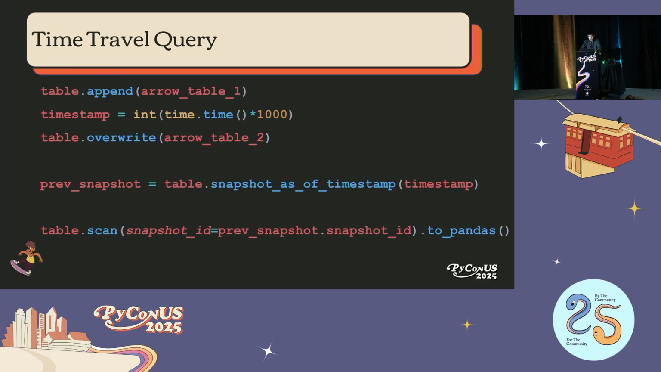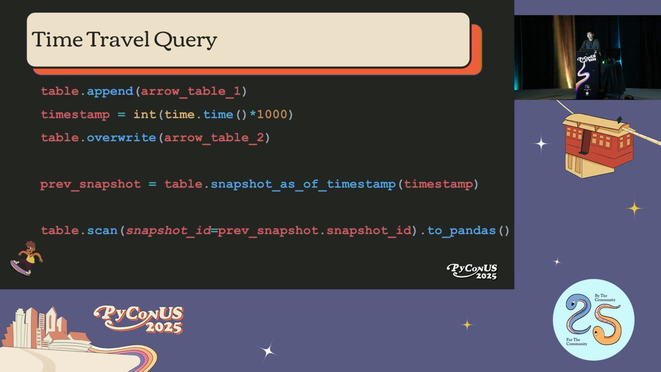Finally, I just want to give you an example of the time travel query for the final technical part. The time travel query means that you could query a table at a previous state. So what does that actually look like? First, in this example, I append arrow table 1 to the table. I record some timestamp. And then I override the whole table with arrow table 2.